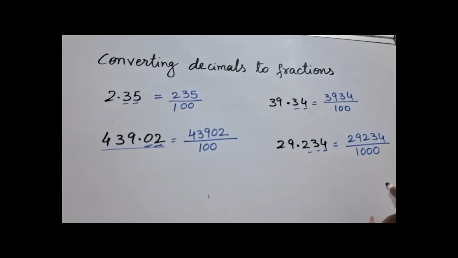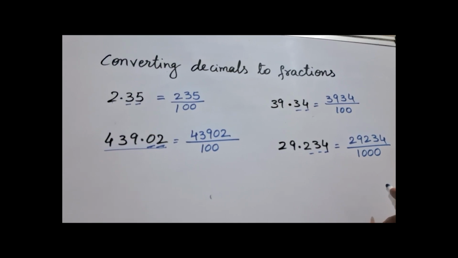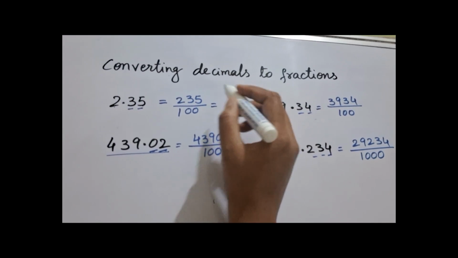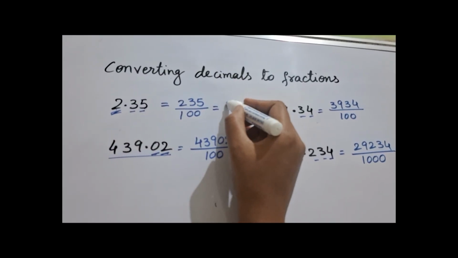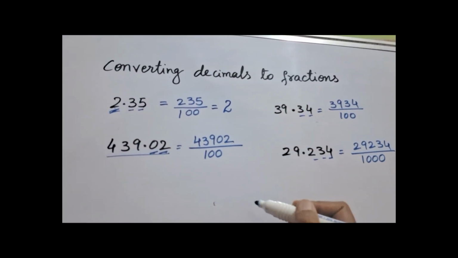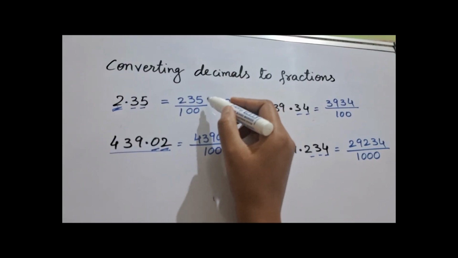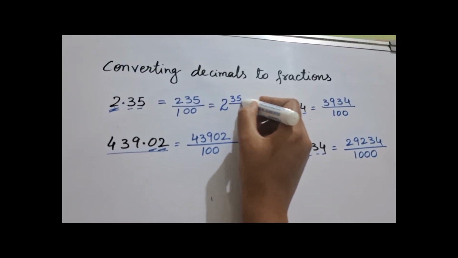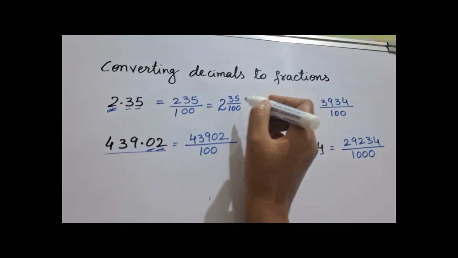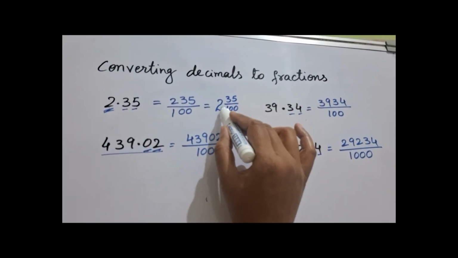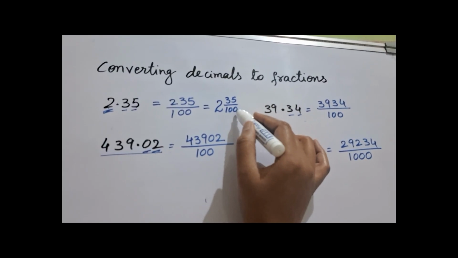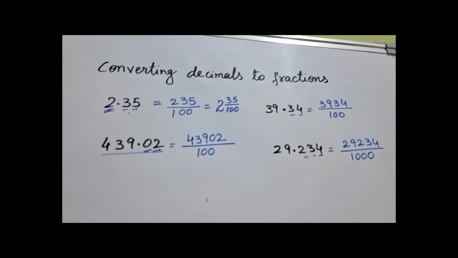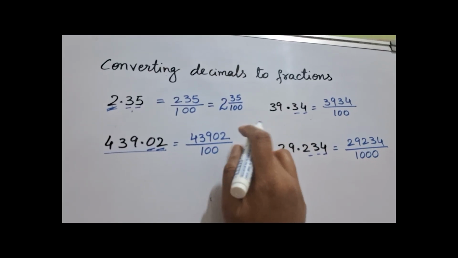Now this one can also be written as a mixed fraction. Let us see how. This can be written with the whole number part, you write the whole number part, and 35 by 100 out of 100. Okay? So this one 235 by 100. This is the mixed fraction for this decimal number. Now this one also let us convert.